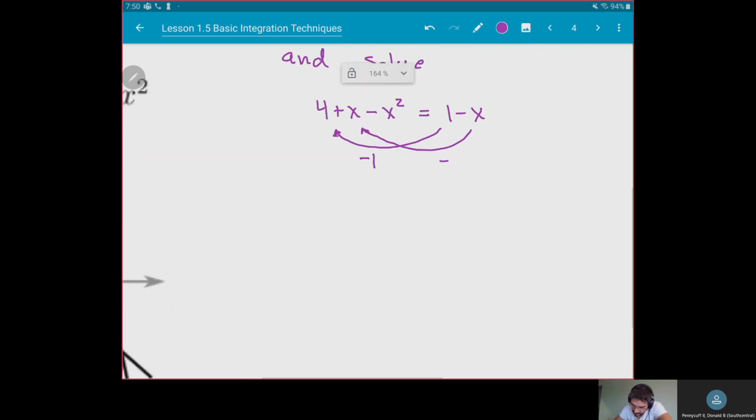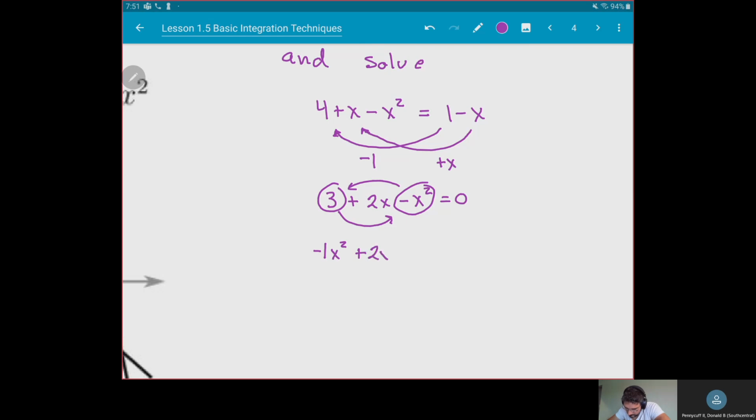Okay, so this is going to be 3 plus 2x minus x squared equals 0. Now I'm going to rearrange this and put this piece first and this piece last. So I'm just going to put it in what we call in math descending order. You start with your biggest piece and go down. And so that's going to be negative 1x squared plus 2x plus 3 equals 0.